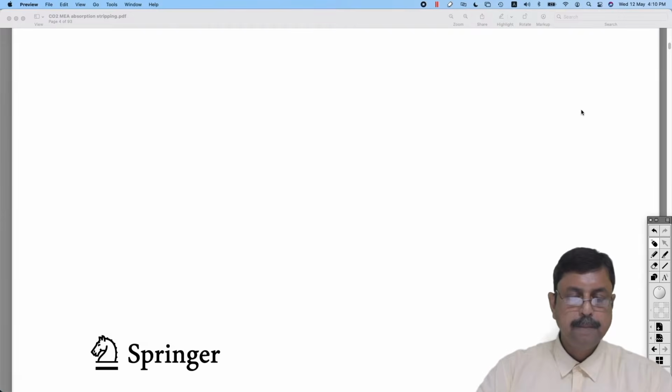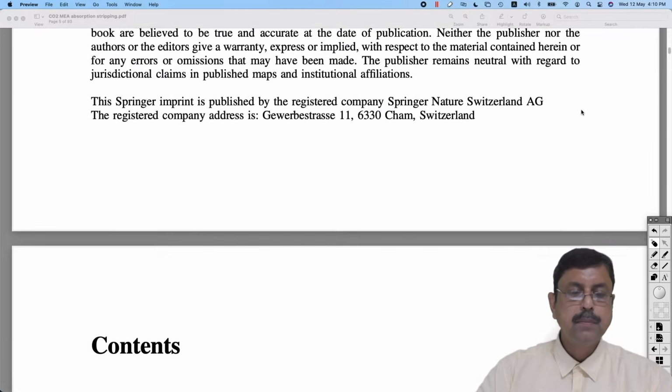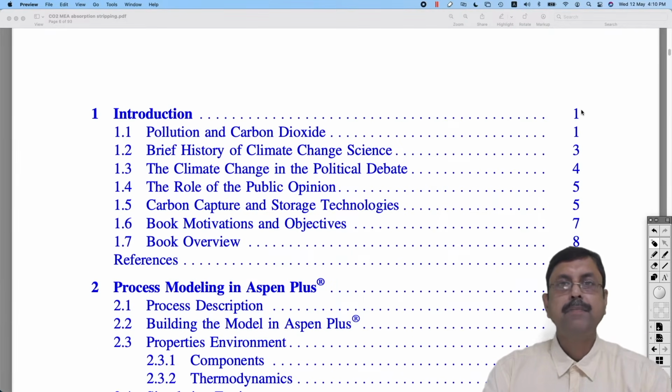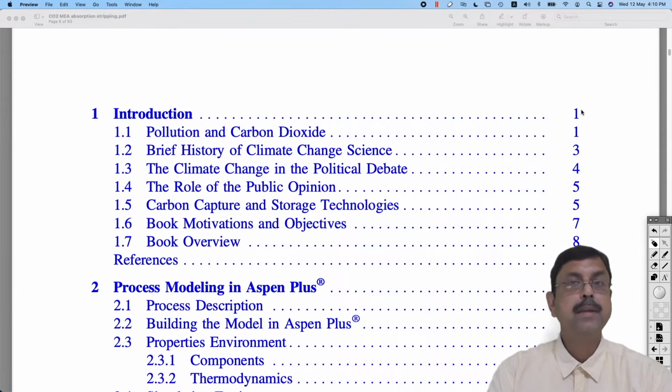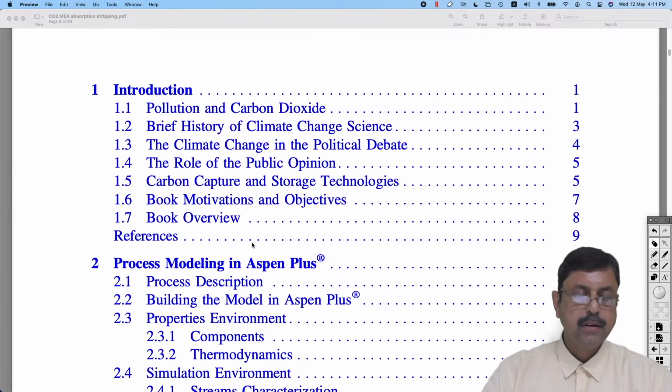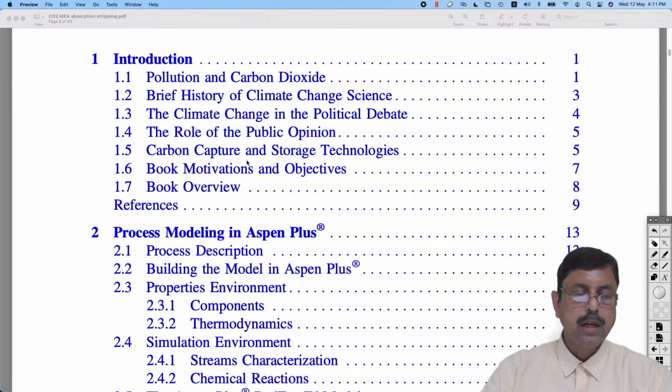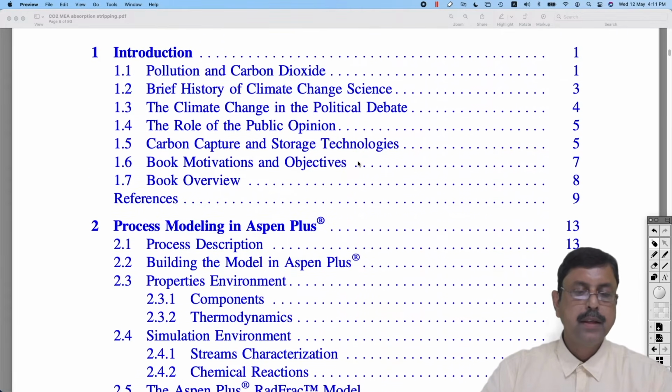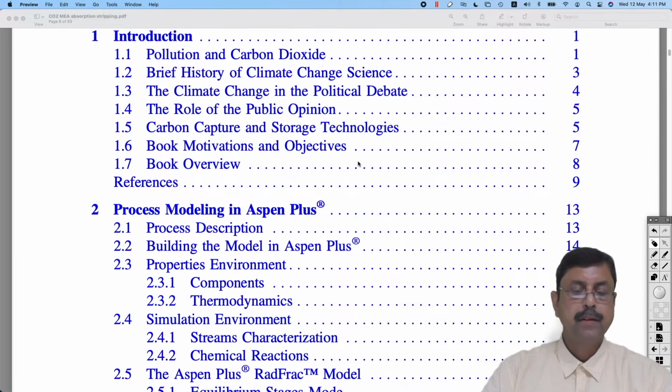Now you will see this particular book has been written keeping Aspen Plus users in mind. And all the modeling and analysis tools that have been described in this book refer to Aspen Plus extensively. So in the introductory chapter, they talk about pollution due to carbon dioxide and some brief history, how carbon dioxide changes the climate and the political debate along with it, etc. And they talk about carbon capture and storage technologies.